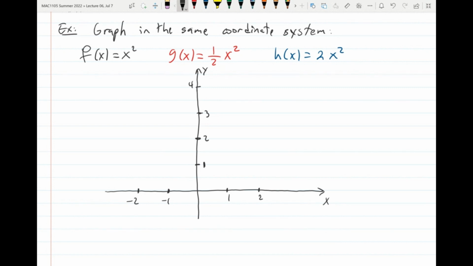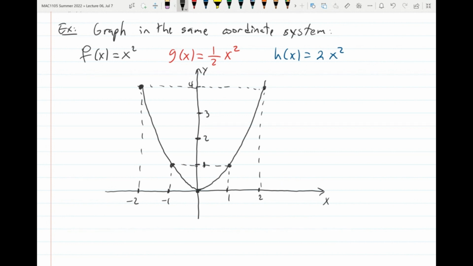So for this one, we know what it is. It's 0, 0, 1, 1, negative 1, 1. And then let's do 2, 4, and then negative 2, 4. Something like that. Okay, so this is the function f.